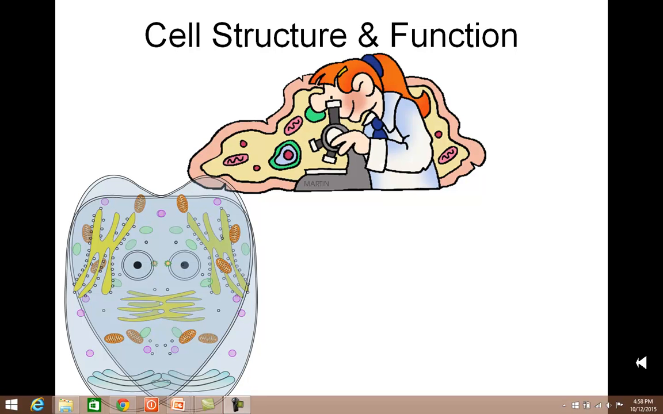Hello, and today we're going to do the second part in Unit 3. So this will be Unit 3 B, B as in BB. This is cell structure and function.